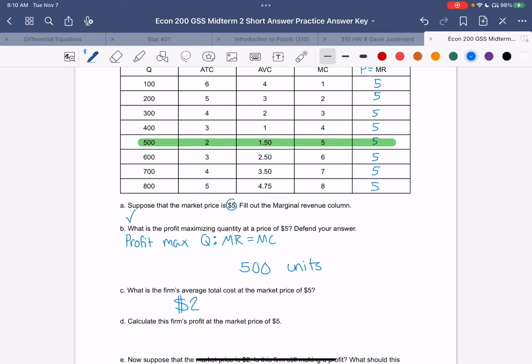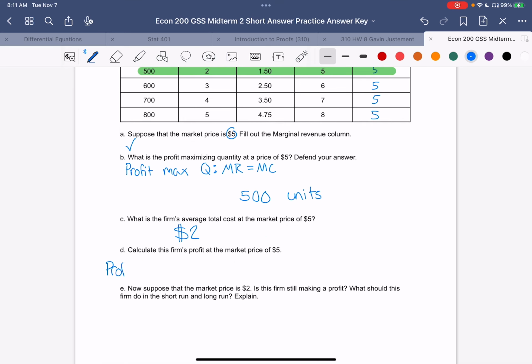And now we're calculating the firm's profit at a market price of $5. So remember our profit equation equals price minus average total cost times our quantity, which equals, and we already have all of these things. So price is $5 minus our average total cost, which is $2, times our quantity of 500. And we get that our profit is 3 times 500, which is $1,500. So that is our profit.